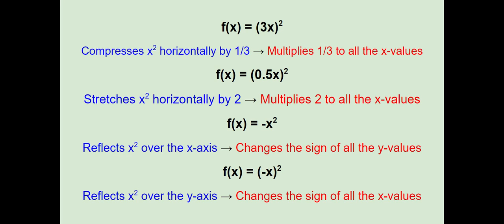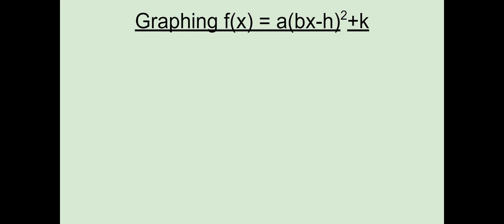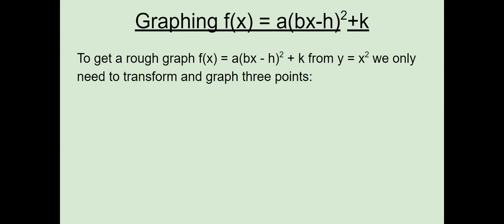Okay, so now let's talk about graphing. Here's our quadratic function in our special form. This is all the things we can do to it. To graph this, all we really need to do is transform and graph 3 points. One's the vertex, and then it's 1 unit left of the vertex and 1 unit right.